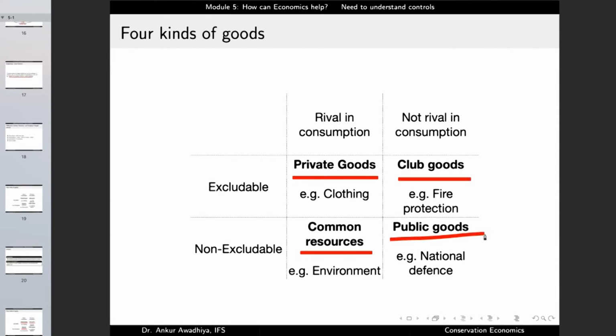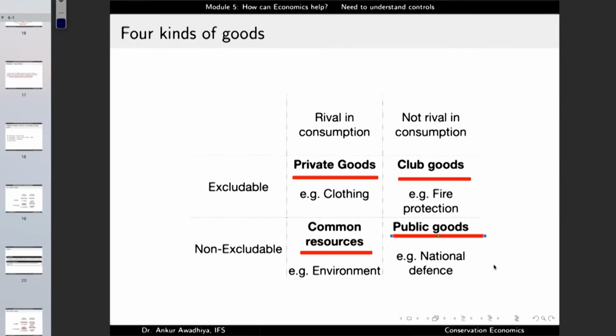And the fourth kind of good is known as a public good, such as national defense. It is neither excludable nor rival in consumption. Because if my country is protected, your country is also protected. So it's non-excludable. And if I protect my country, it is not that your country is not protected. So it is not a rival in consumption.